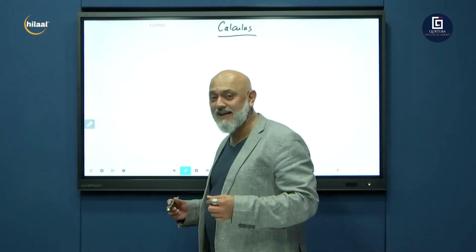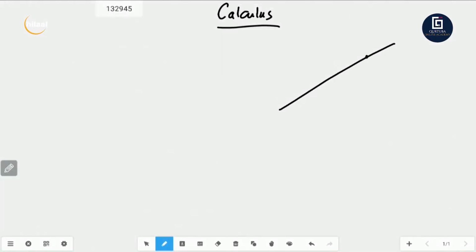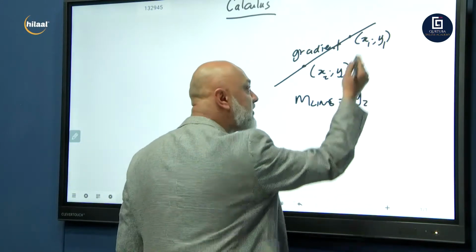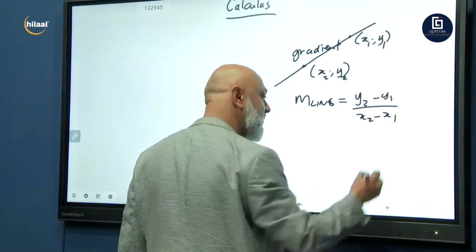You know, for a straight line graph, if I've got 2 points, and I call this X and Y, and there's another point X and Y, and we call that X1, Y1, we call that X2, Y2. When we're finding the gradient or the slope of a straight line graph, the M of the line, what formula do we use? You all know it, you've been taught it from grade 10. Change in Y over change in X. So Y2 minus Y1 over X2 minus X1.